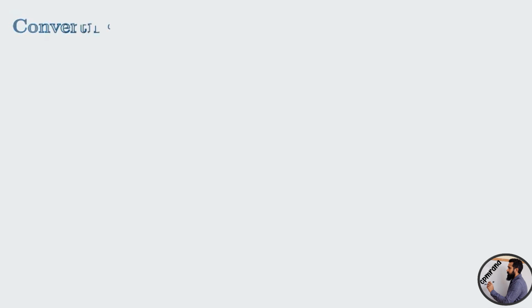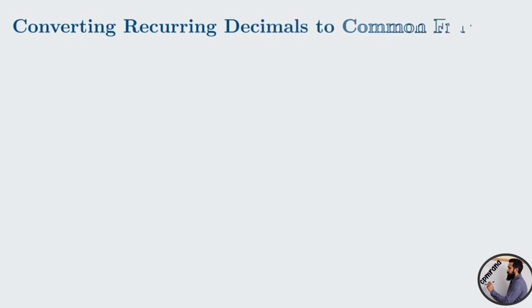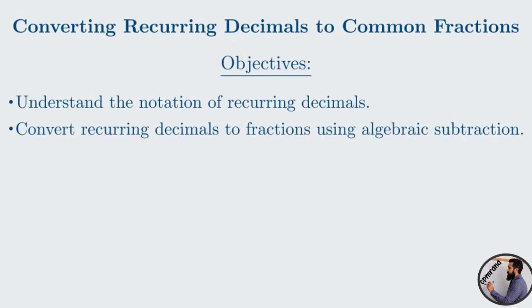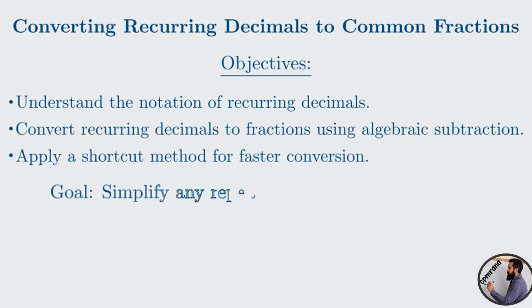Hello! Today we are going to learn a very useful skill in arithmetic, how to convert recurring decimals into common fractions. In this lesson, we will cover three main objectives. First, we'll understand the notation of recurring decimals. Second, we will learn how to convert recurring decimals to fractions using algebraic subtraction. And finally, we'll apply a shortcut method for faster conversion. By the end of this lesson, you will be able to transform any repeating decimal, no matter how complex, into its simplest fractional form.